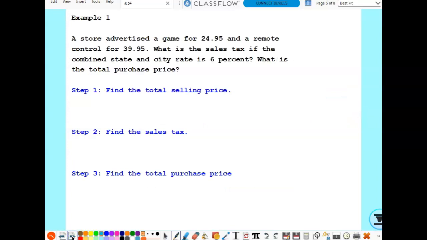We have a store that advertised a game for $24.95 and a remote control for $39.95. We want to know what the sales tax is if the combined city and state rate is 6%. And then we want to calculate the total purchase price. The first thing we want to do is calculate the total selling price. Remember, this is kind of like your subtotal.